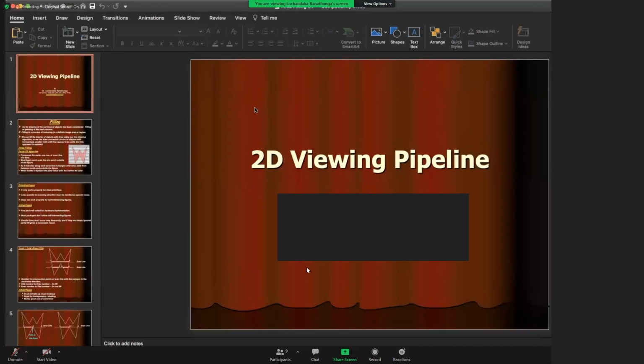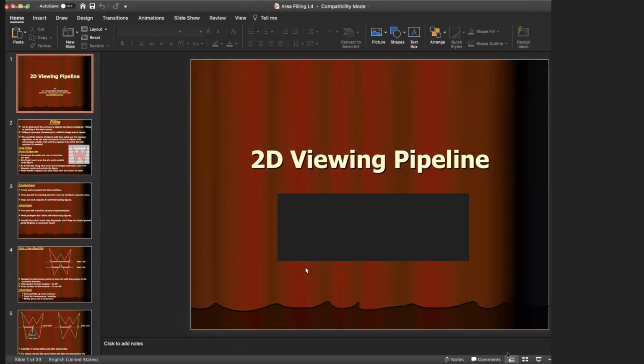Next, we are going to start the 2D viewing pipeline. And still we were not able to do the third one, which is also a little bit difficult. The third one means starting point negative 2, negative 1 and slope is 1.1.